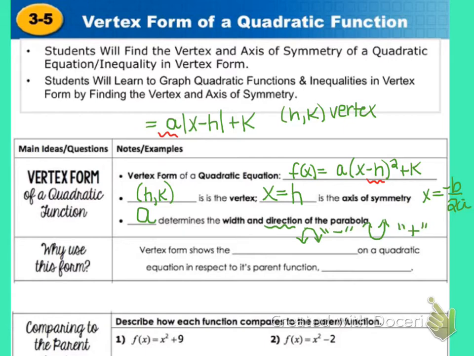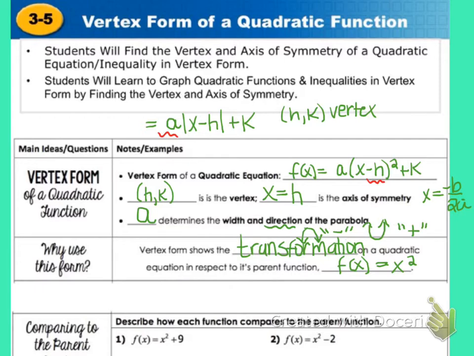Now, although the standard form had a lot to offer us when we looked at it in the last lesson, what we like about vertex form is that it shows the transformation on a quadratic equation with respect to its parent graph, which is f of x equals x squared. So it essentially tells us how the parent graph is moved from its original position at the origin to its new position, and whether it's made wider or skinnier. In other words, if it's stretched or compressed, and also if it's reflected over the x-axis or the y-axis.